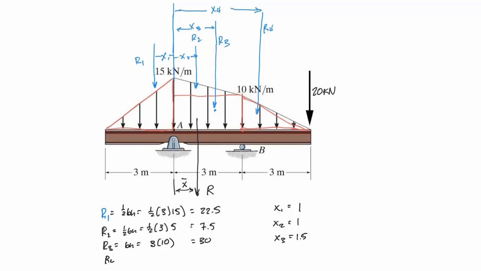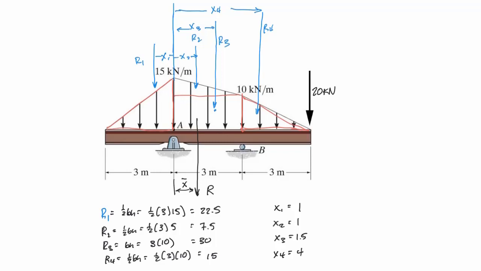And then R4. Again, another triangle load, so that's 1/2 BH, and the base is 3, and the height is 10. That's 15. And x4 is going to start with this 3, and then 1/3 of that 3, so it would be 4. I hope that we can see all of those.